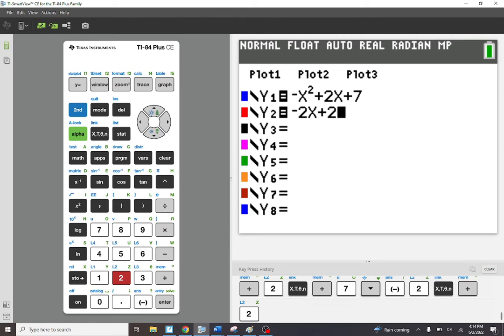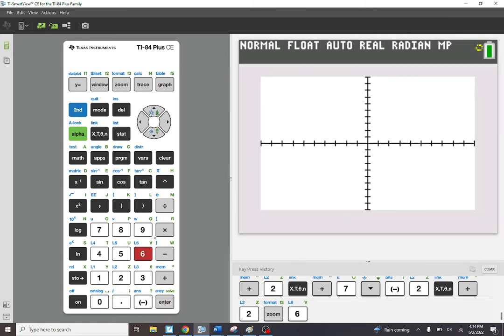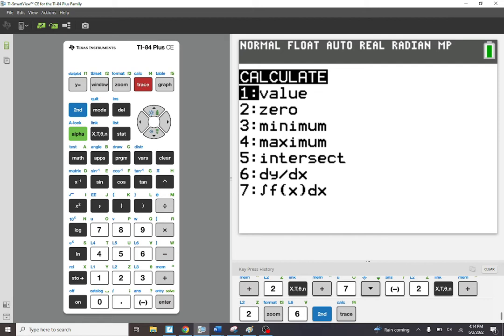And I'm going to graph that. I'm going to click zoom standard, zoom 6, just to make sure it's clear. Okay? Now, you're like, well, what the heck does that tell me? It doesn't tell me anything, Mr. Tobel. Well, what I could do is second trace. That's going to be calculate.